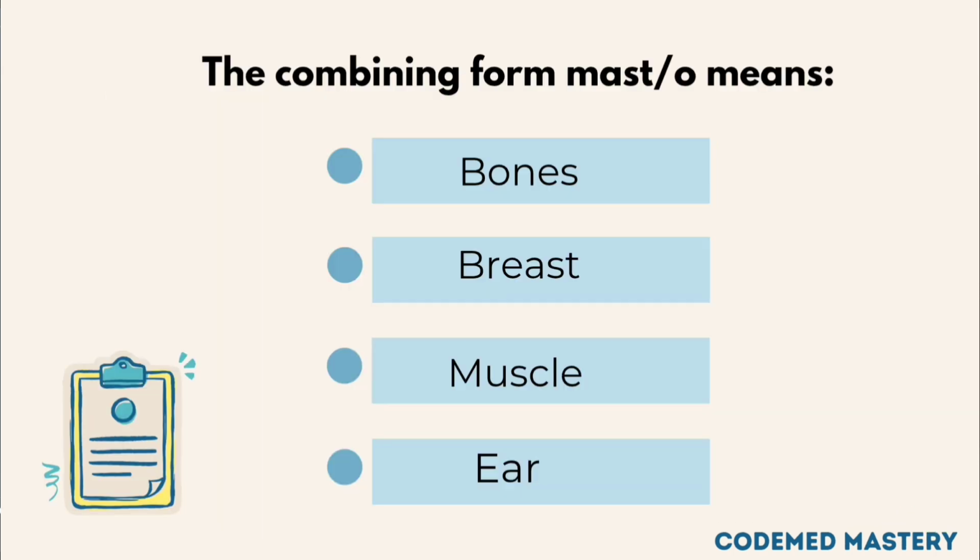Here's the first question. The combining form masto means: the options are bones, breast, muscle and ear. And the right answer is option B, breast.